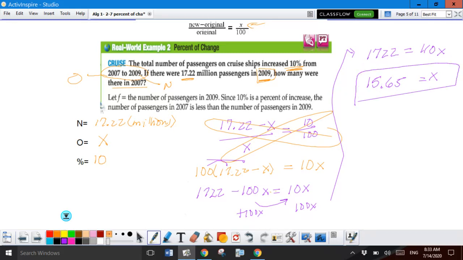Now, I'm not done. What is that? It's not apples. It's not bananas. It is millions of passengers. Okay, and that is an increase, because it went up from 15.65 to 17.22, and our percent was positive.